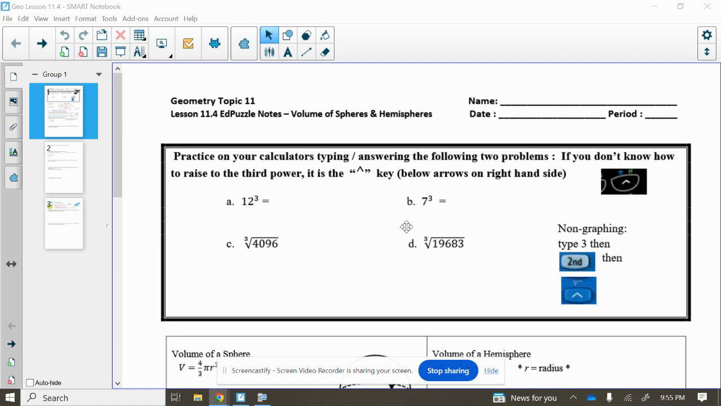Everyone, and welcome to lesson 11.4. Today we are going to talk about the volume of spheres and hemispheres.